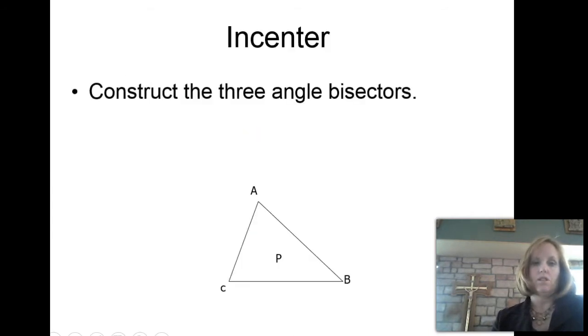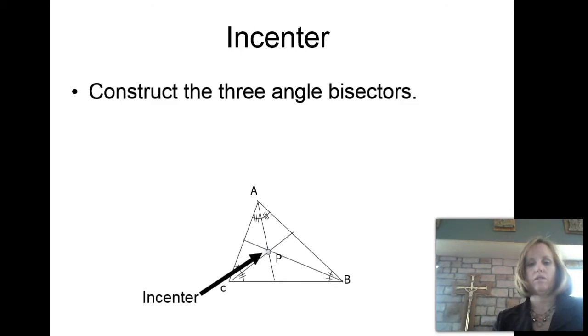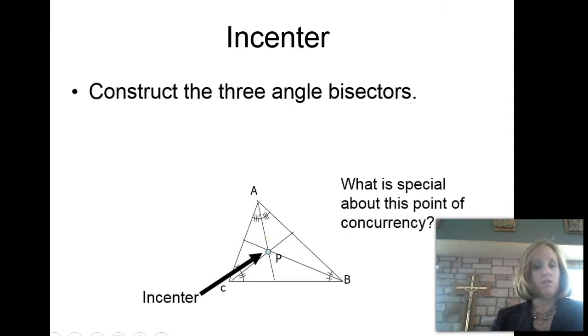Similarly, we're going to draw what's called the incenter. This time we're going to construct the three angle bisectors. So through each vertex, we're going to make an angle bisector. There's the first one, there's the second one, there's the third one. When they intersect, their point of concurrency is called the incenter. What's special about this point?